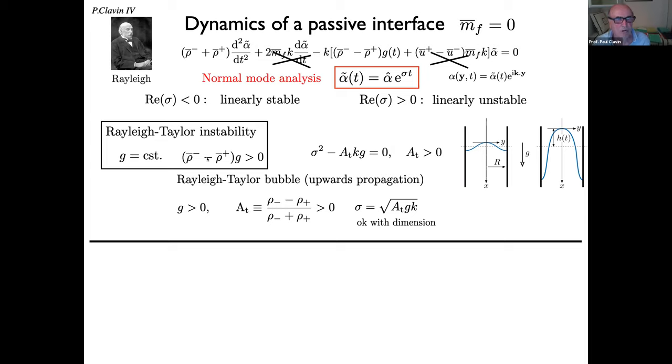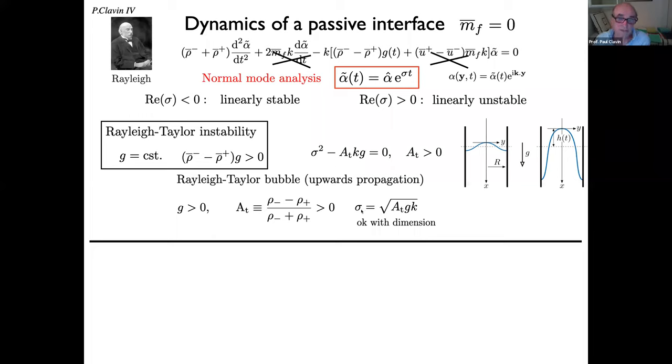which develops when the heavy gas is above the light gas, okay? Because rho plus is smaller than rho minus. So this is when you have a liquid here and a gas here, or dense fluid here and a less dense fluid here, and the acceleration of gravity. You obtain this equation for the stability, which means that this planar flame is unstable, and this is called the Atwood number, which immediately comes out from solving this equation. And this Atwood number is simply the relative difference of density of the two flows.